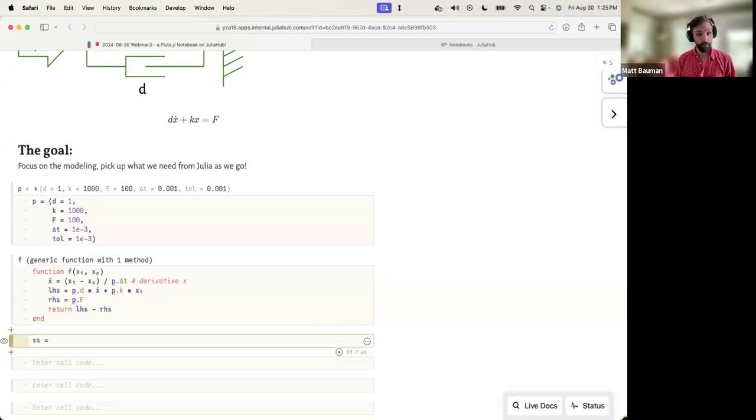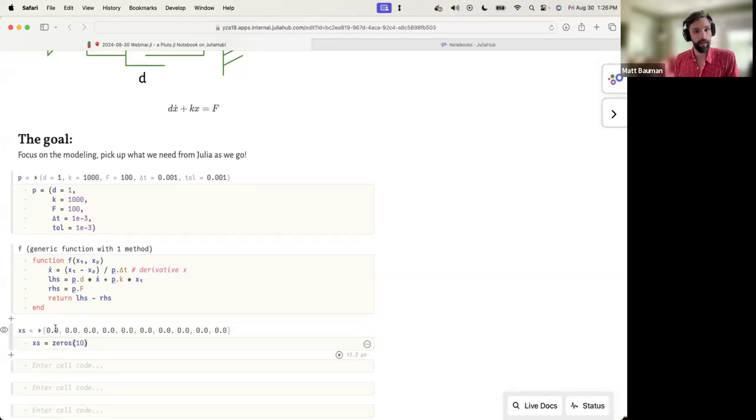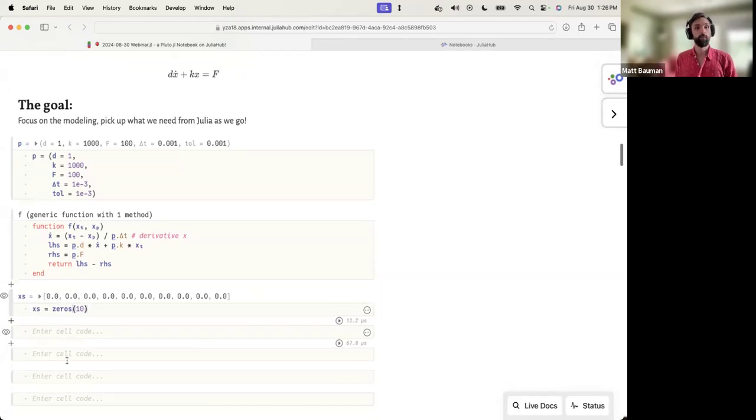So let's solve this for 10 time steps. Very simple. We want zeros of 10, which gives us an array of 10 time points. We'll start at 0, with a 0 displacement of our spring, and watch how the system evolves. So how do we see what the first time point is? Well, it's our x's of 1.